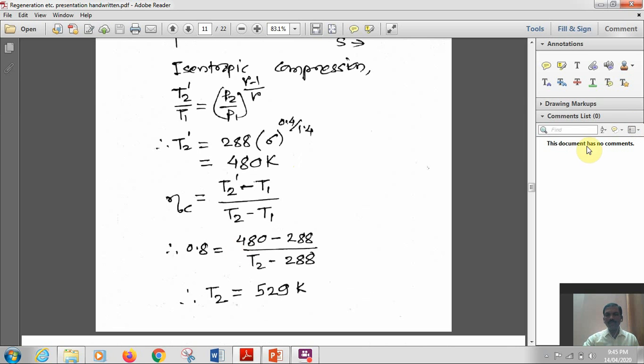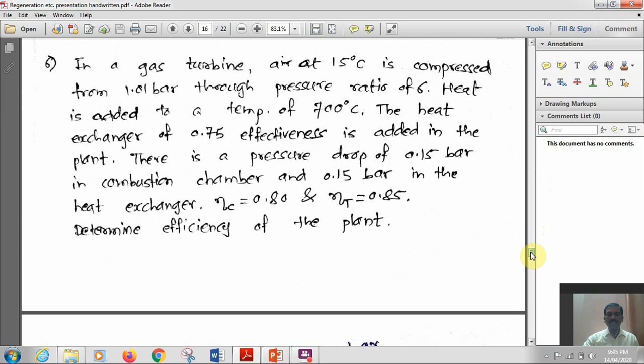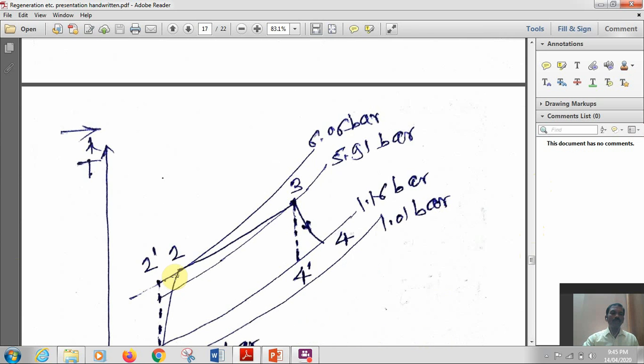This numerical we are going to see, and after that we will also see the case in which there is a pressure drop. We are considering the ideal condition that when you go from this to this, constant pressure heat addition is there, but there can be a slight pressure drop which we are neglecting. This pressure drop will be in the combustion chamber and the allied piping, and in the regenerator also there can be some pressure drop. So this type of pressure drop numericals we will also take.